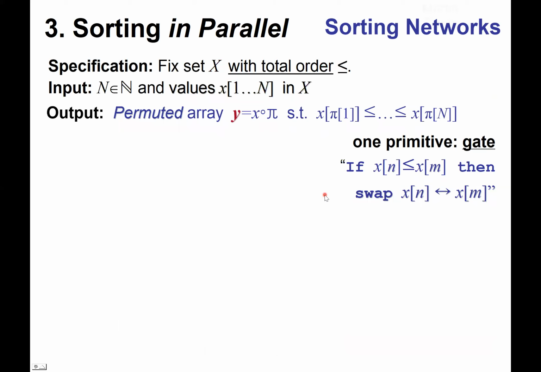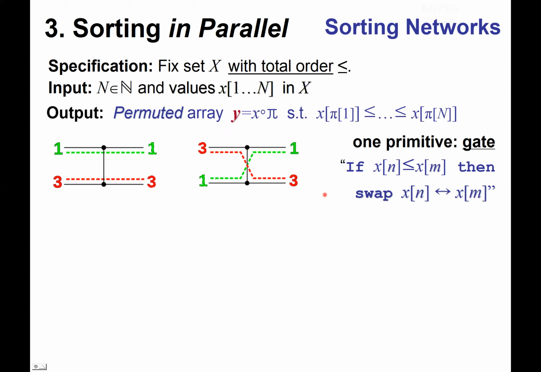Right, and the final topic in our chapter 3 was about sorting in parallel, namely a special kind of parallel sorting algorithms called sorting networks. Again, following our virtue of stating which primitives we're going to use, sorting networks are parallel algorithms that use only one sorting primitive, named a so-called gate.